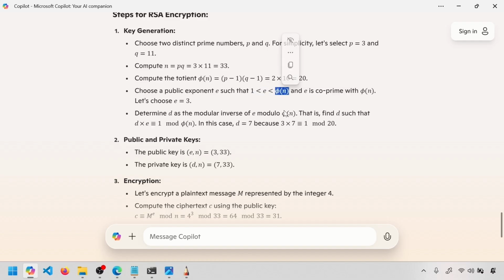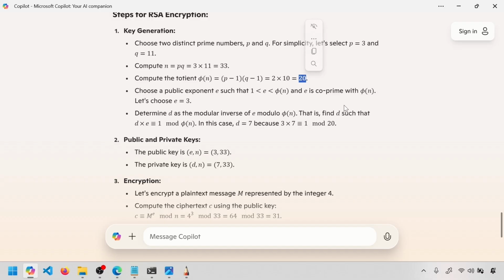The technique for finding the public exponent is that E should be 1 less than this particular value we have calculated right here, which is 20. So the value of E should be within the range of 20 and 1, and there is one more condition for E: it should be co-prime with 20. What does that mean? Co-prime with 20.